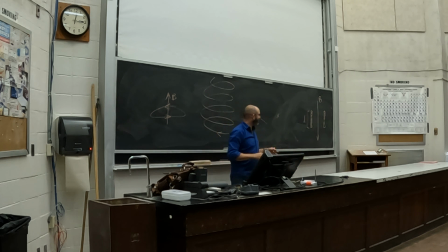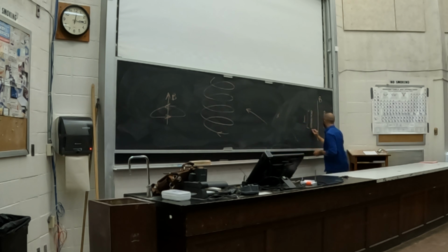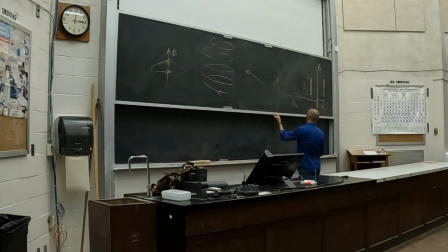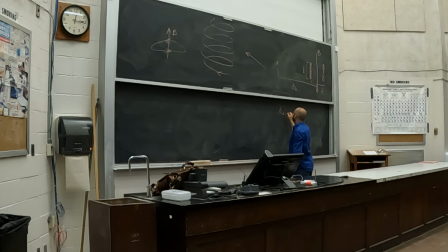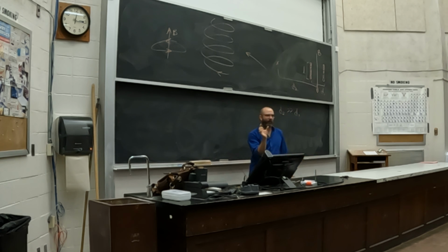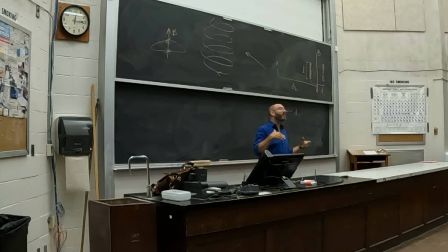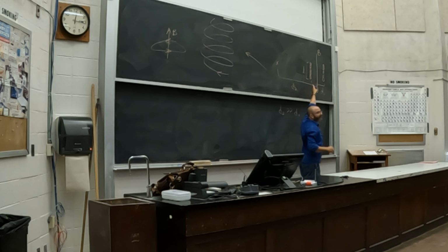We're going to make the assumption that I have not drawn this to scale. That is to say, this distance, we'll call it D1, and this distance, we'll call it D2. We're going to make the assumption that D2 is much, much greater than D1. In other words, the core of the solenoid is small, and outside the solenoid, practically speaking, I'm the same distance from this side as I am from that side, right? Practically speaking.